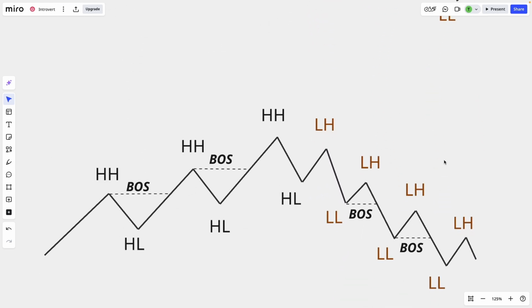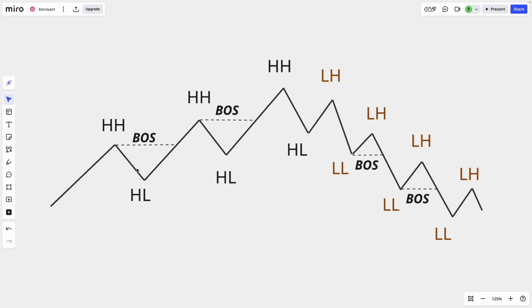Now, within that market structure, we have the breaks of structure that we talked about. We've got a break of structure to the upside, and we have breaks of structure to the downside. So when price here breaks through and it becomes higher than this higher high, we have a break of structure to the upside. So the trend, the green light is up and we're continuously going up.